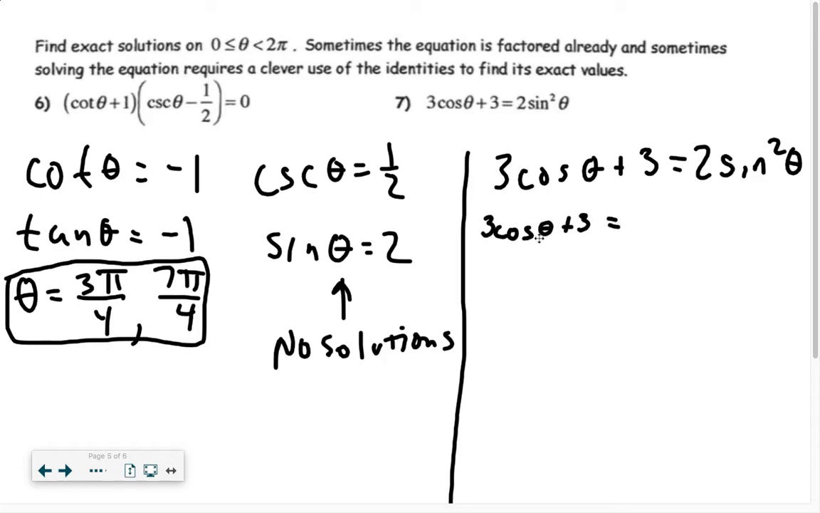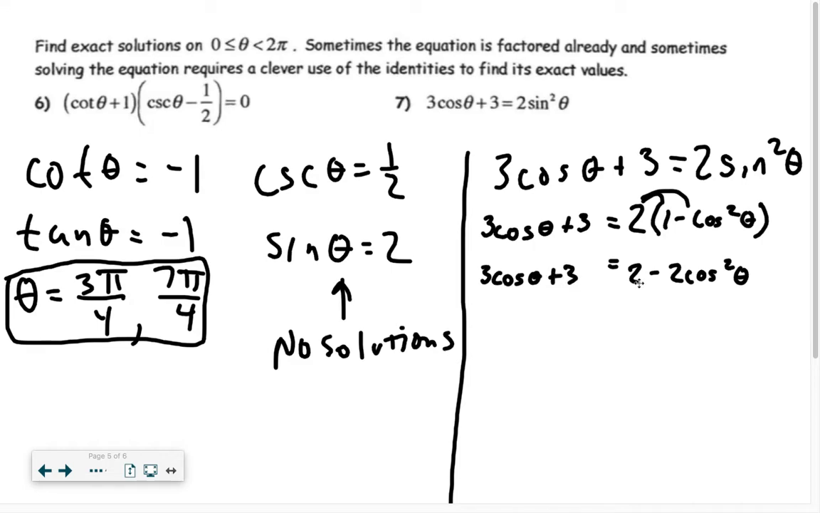So I can't really do much with cosine, but I can do something with sine squared. Sine squared is part of the Pythagorean identity, and I can change it to this. Now all of my trig functions are cosine or cosine squared. So now I can factor, I can do stuff with it. I still need to clean it up a little bit by distributing that 2. And now I have something that resembles things that we've done in the past.